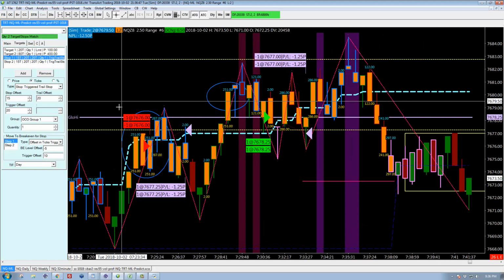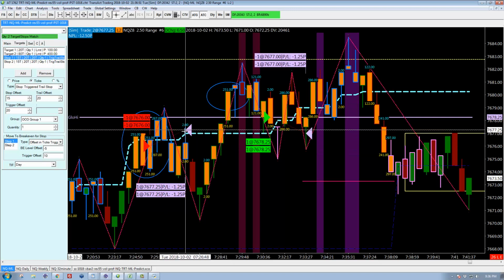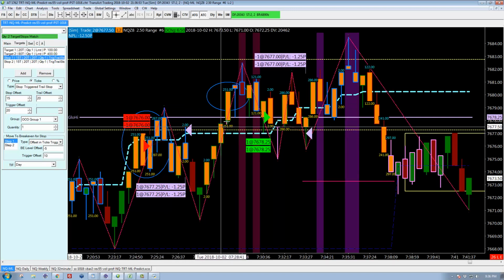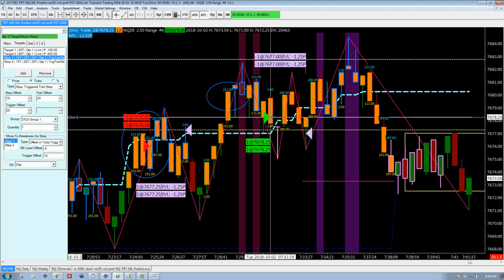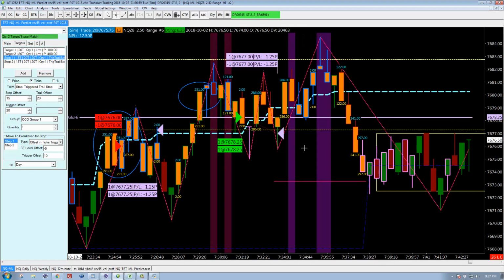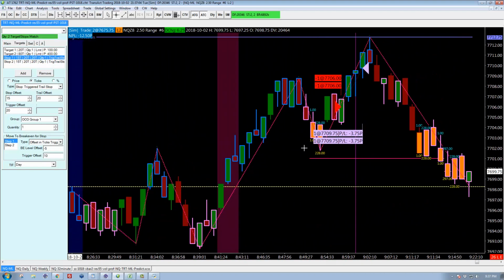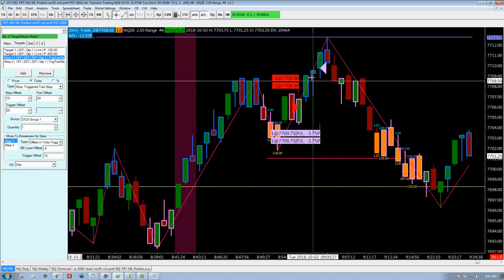So we take a short here, get a little bit, and take a small loss, and then a long here, and take a small loss. Same thing, it gets a little bit, and then get short here and take a full loss.